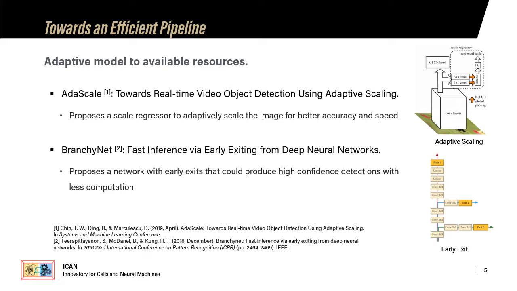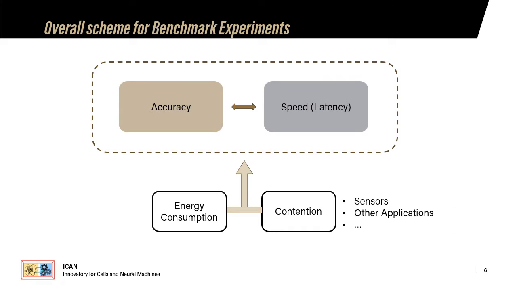A more systems-driven approach to create an efficient pipeline is to design an adaptive network that could adapt to different scenarios. AdaScale proposes a scale regressor to adaptively scale the image for better accuracy and speed, and BranchyNet proposes a network with early exits that could save computation cost based on the confidence of the detection in the early stage of the network. Most of the existing works focus on the accuracy and latency of a detection model.